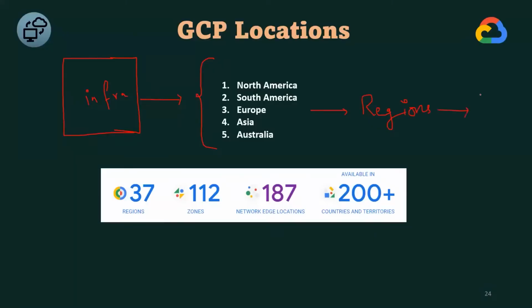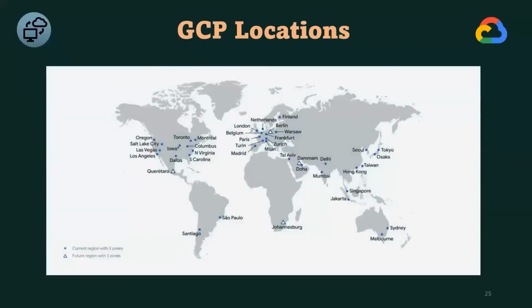This is further divided into zones. Assume that full infrastructure is there in almost all of these blue dots. In India also we have Delhi and Mumbai. So Google's infrastructure is nothing but a what, sir? Google having its own data center in India also. That is what is nothing but a Google's location.